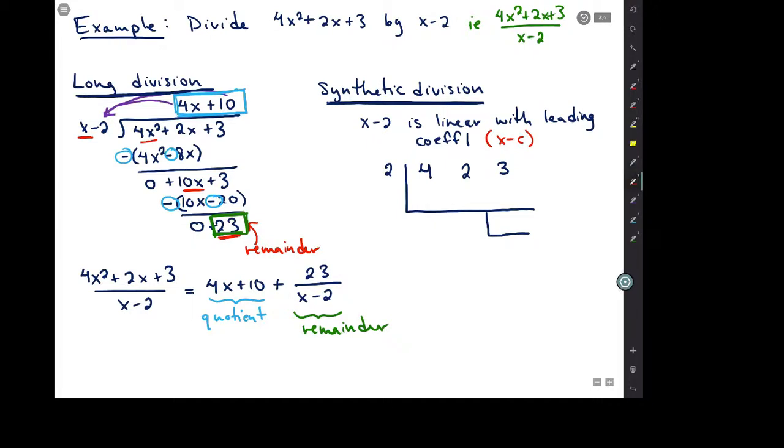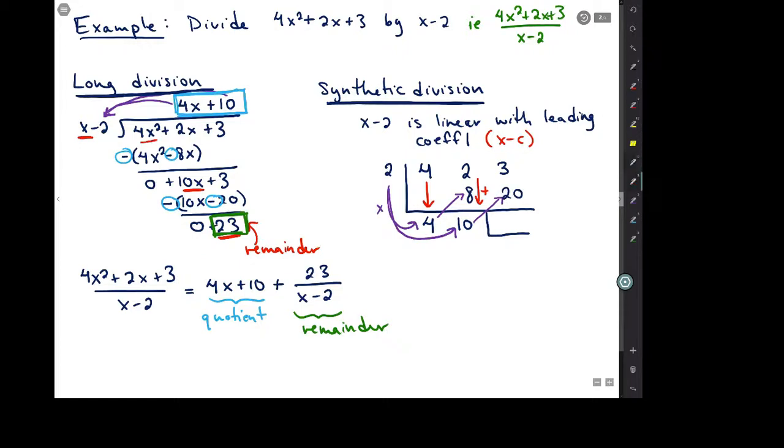So this is synthetic division. I start by bringing the 4 down, and then I multiply 2 times 4 and put it up here. So 2 times 4 is 8. And then I add vertically, so I get 10. And then again, I multiply 2 times 10, and I put it up here. So 2 times 10 is 20. And then I add vertically, so I get 23.